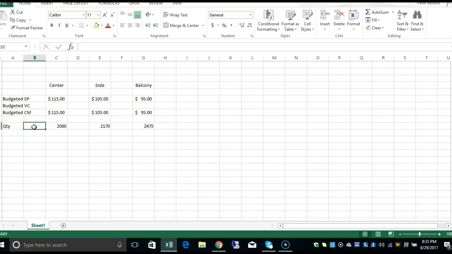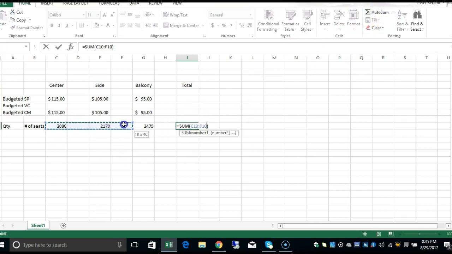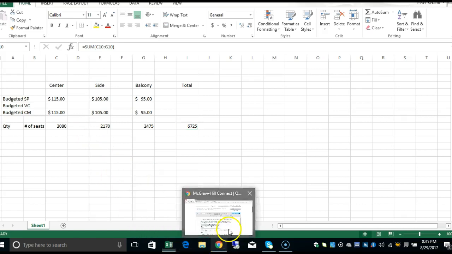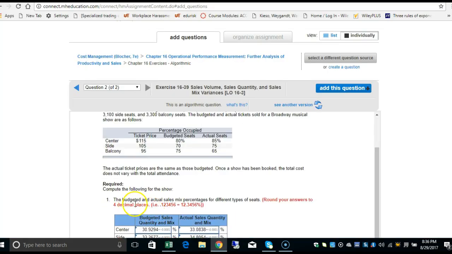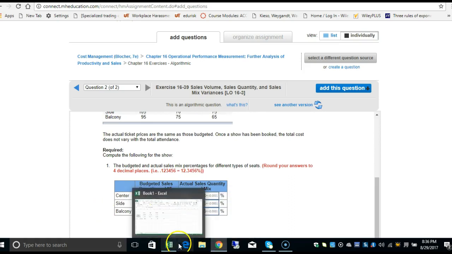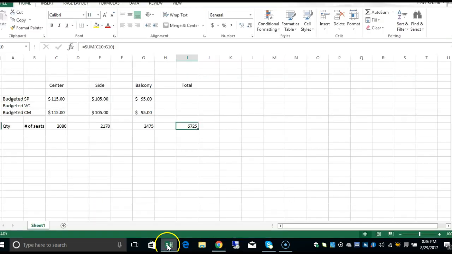So, basically, the total number of seats, all three added up, is 6,725 seats in total. So the problem wants to know what the budget and actual sales mix percentages are for different types of seats. So this is simply a weighted average problem here.